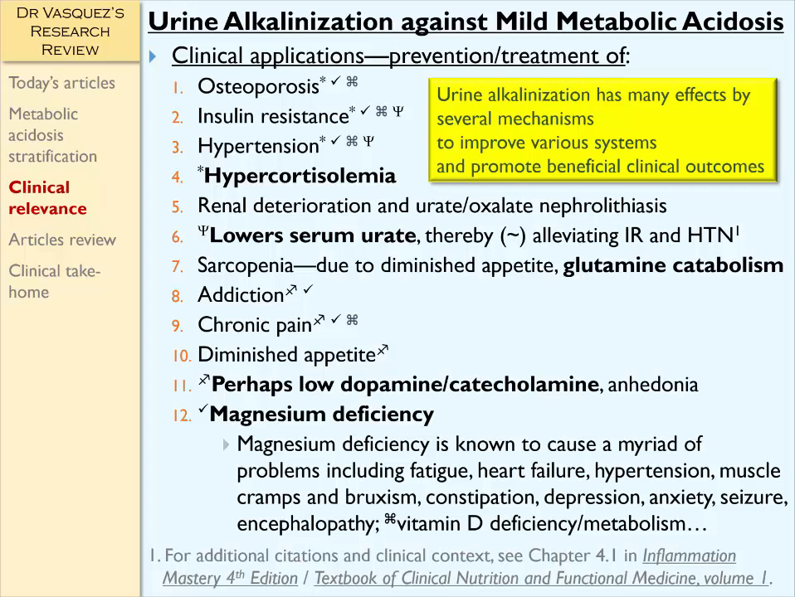But again, the take-home message here, if you look at the 12 different items that I've listed here, is that urine alkalinization has many effects by several mechanisms to improve various systems and promote beneficial clinical outcomes. And I'm sure you'll agree that this is relevant to a lot of conditions that we see routinely, if not daily, in clinical practice. So now let's dive into the review of those 4 specific articles that I listed previously.